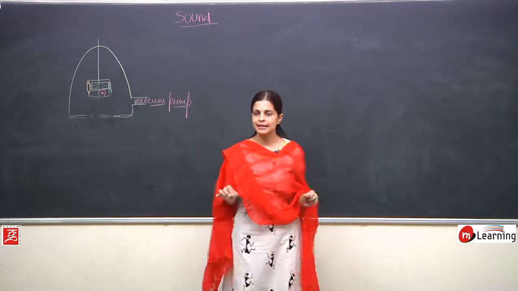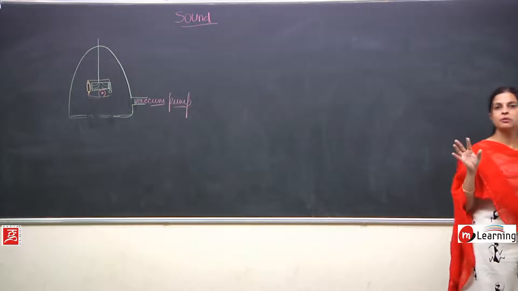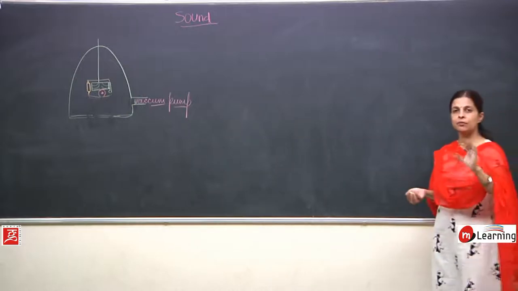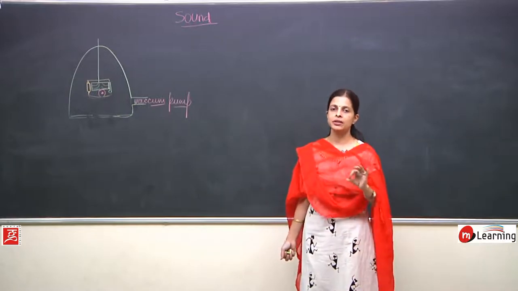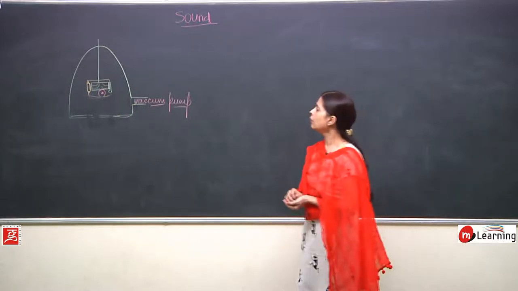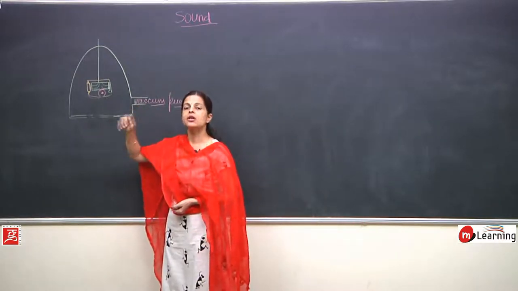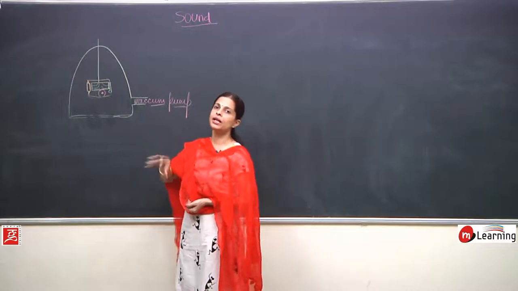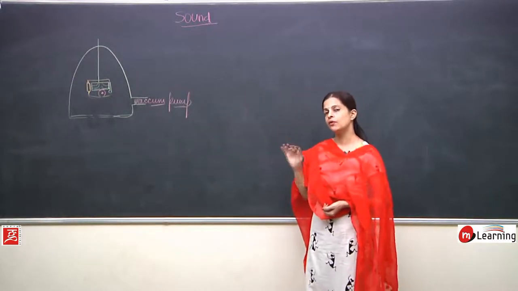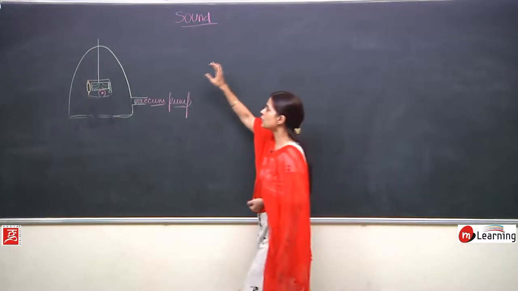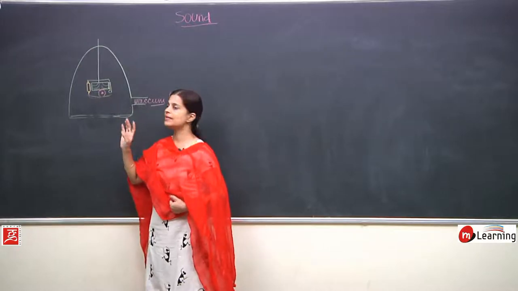See, a bell jar is taken. Inside the bell jar one electric bell has to be kept. From this electric bell the wires have to be removed and it has to be connected with the battery. Now to one side a vacuum pump is added to the bell jar so that we can remove the air which is present in the bell jar. But before doing that, we will just switch on the bell, we'll just press the switch.